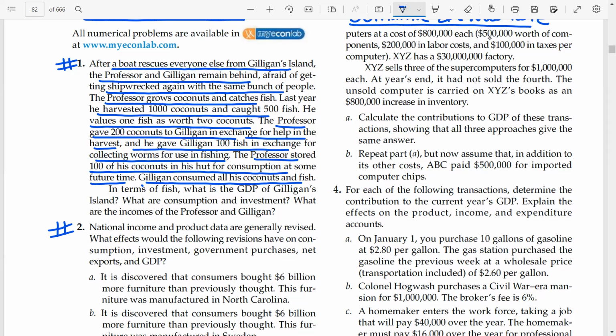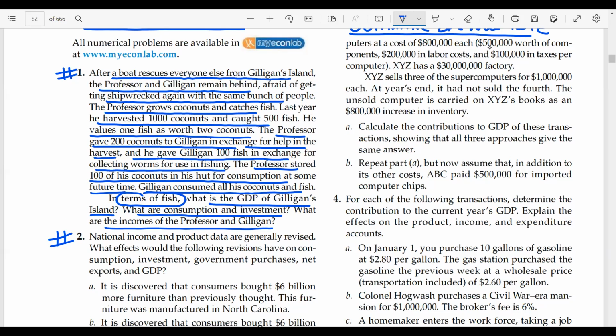The question is asking us that in terms of fish, what is the GDP of Gilligan's Island? What are the consumption and investment? And what are the incomes of Professor and Gilligan? So very easy question, interesting question. Let's come to the whiteboard and let's solve this particular question.